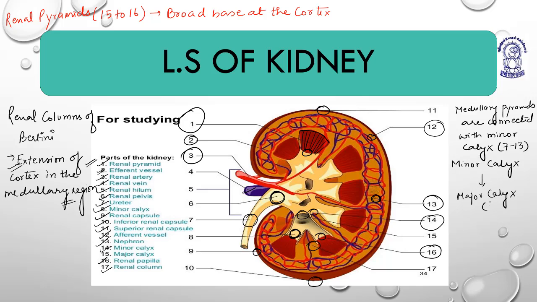Two to three in number. These major calyxes open into a funnel-shaped structure called renal pelvis. Renal pelvis. And renal pelvis opens into ureter.